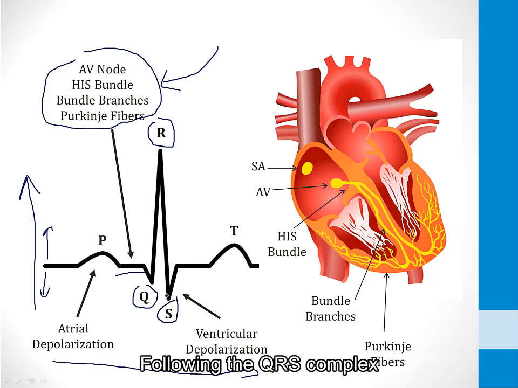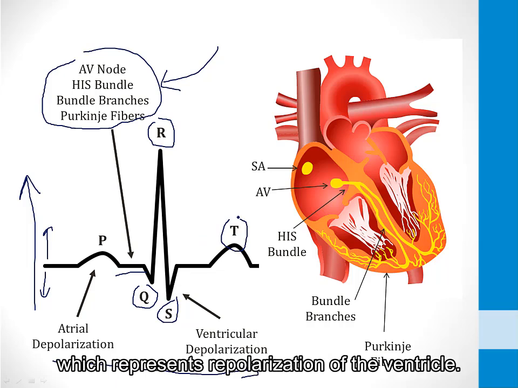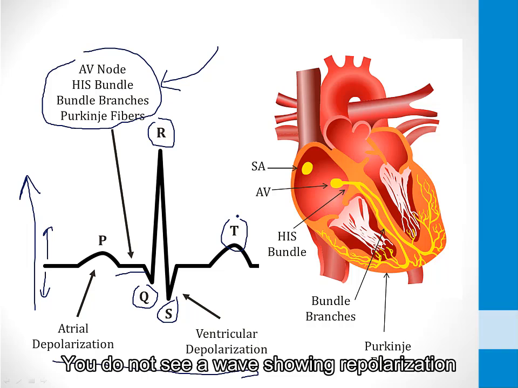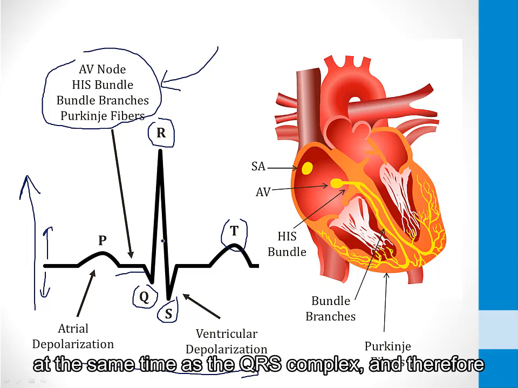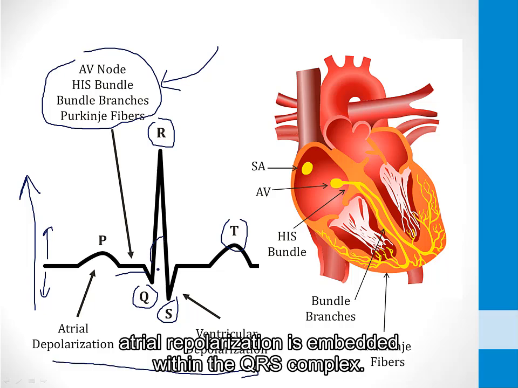Following the QRS complex, there is something called the T wave, which represents repolarization of the ventricle. You do not see a wave showing repolarization of the atria. That's because atrial repolarization occurs at the same time as the QRS complex, and therefore atrial repolarization is embedded within the QRS complex.